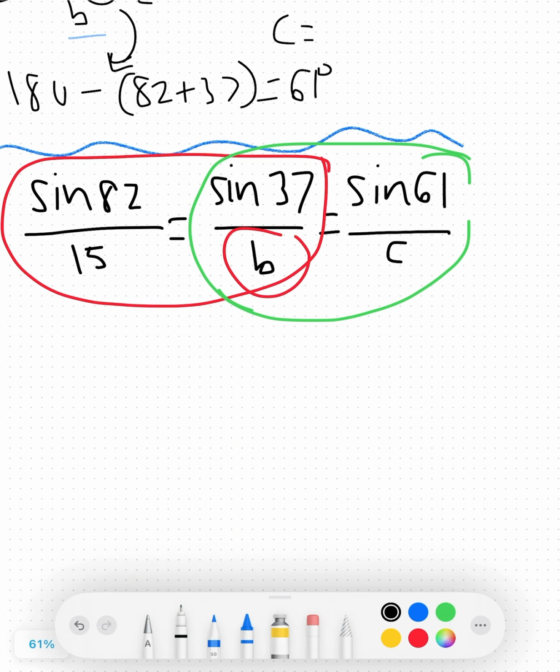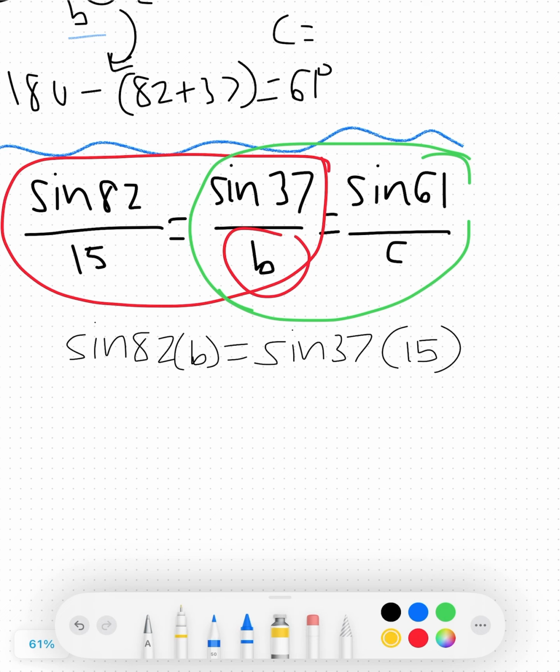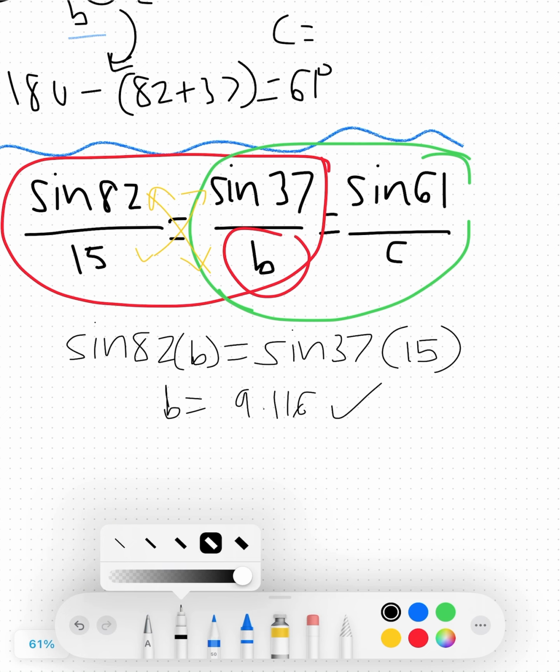So if we're solving the first half, the part circled in red, it would look like this. I got this just by cross multiplying right here, okay? And now we can solve for b just using a calculator. So b equals 9.116. We know what the side length of b is. So now let's solve for c, so lowercase c, the side length.